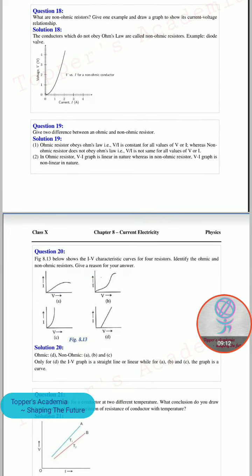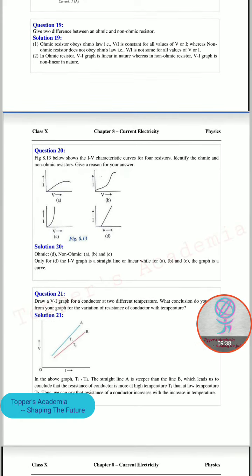Question number 19. Give two differences between an ohmic and non-ohmic conductor or resistor. So the answer would be: ohmic resistors obey Ohm's law, that is V by I is constant for all the values of I or V, whereas non-ohmic resistors do not obey this, and V by I is not the same for all I, V. Number 2, in ohmic resistors the VI graph is linear in nature, while in non-ohmic the VI graph is non-linear in nature.